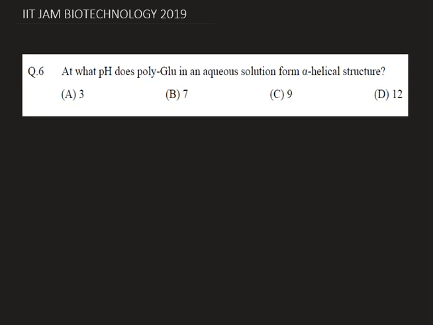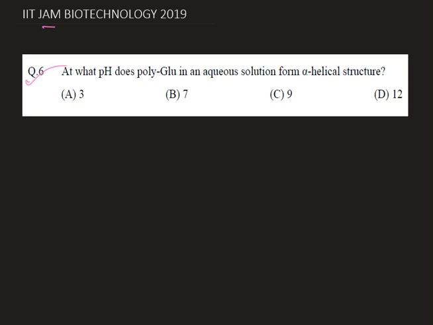Hello, today we are going to solve one question from IIT JAM Biotechnology 2019. As we know, the JAM is a joint entrance examination for MSc at different IITs. So it is a very important examination for those who want to join IITs for their master's degree.